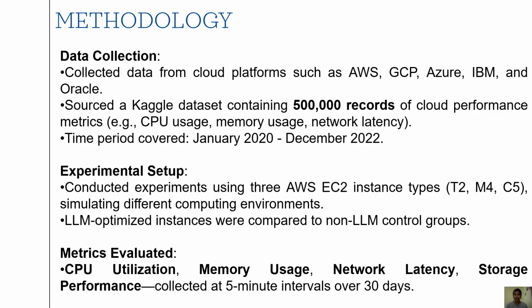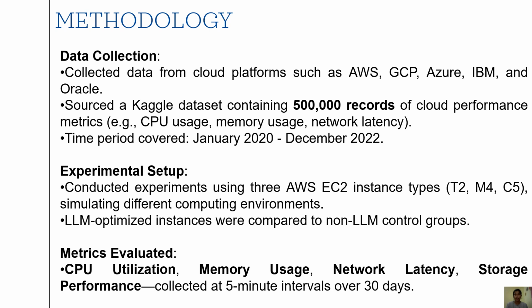Moving forward, the methodologies used, starting with data collection. Data was collected from cloud providers AWS, GCP, Azure, IBM, and Oracle, from a Kaggle dataset containing 5 lakh records of cloud performance metrics, covering January 2020 to December 2022. The experimental setup used three AWS EC2 instance types, that is T2, M4, and C5, simulating different computing environments.